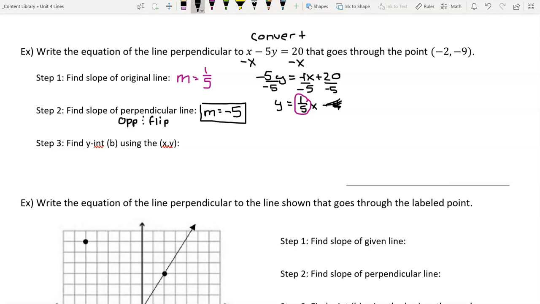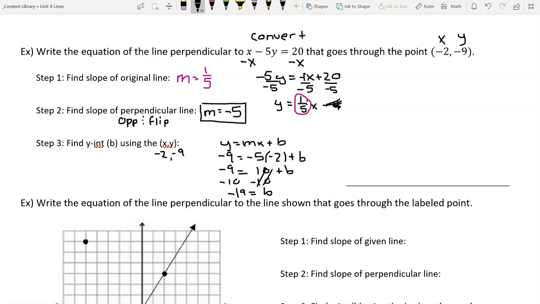So now we're at that point where we use our point, which is -2, -9. So I'll write those over here so you have them. Okay, so we're here. Y equals mx plus b. Y is the -9. M is the new m, not the original. So -5 times -2 plus b, and then solve from there. I'm going to subtract 10, so we're going to get a bigger negative here. So b equals -19, and I'm done.